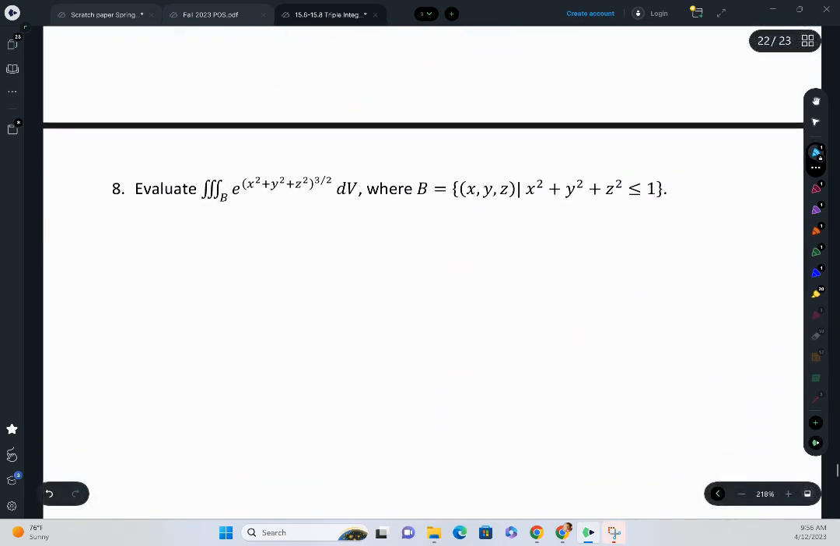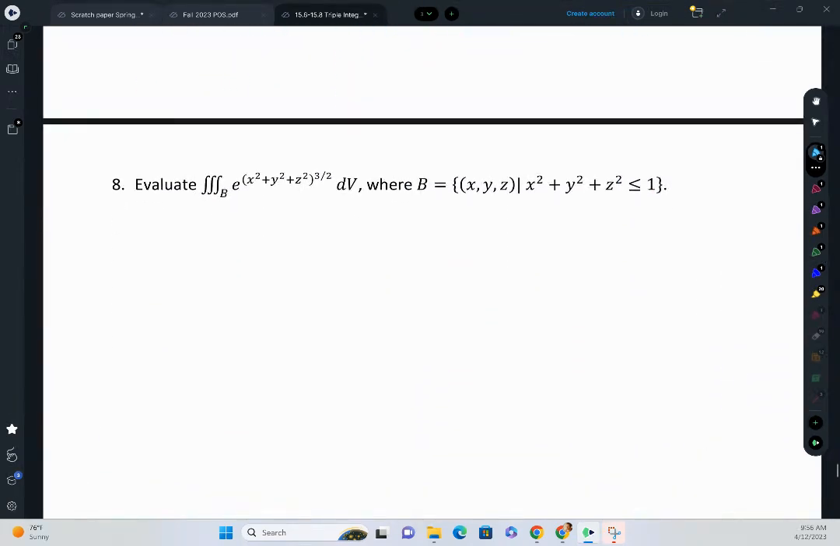In the next example, we're evaluating the triple integral over B of e raised to, goodness, a horrible expression, x squared plus y squared plus z squared, all raised, again, to the 3/2 power. And B is defined to be, this is called the unit ball. That's why they're calling it B. So x squared plus y squared plus z squared less than or equal to 1. That means the solid unit ball.